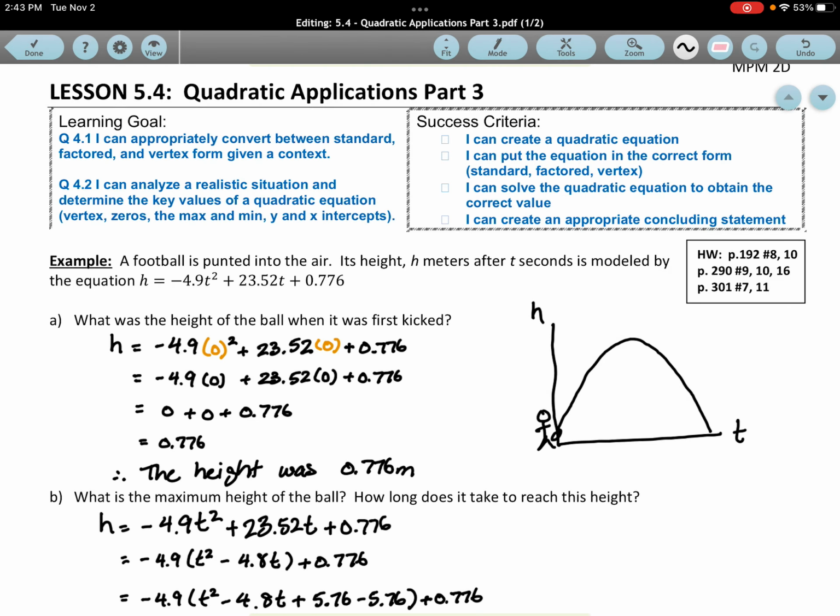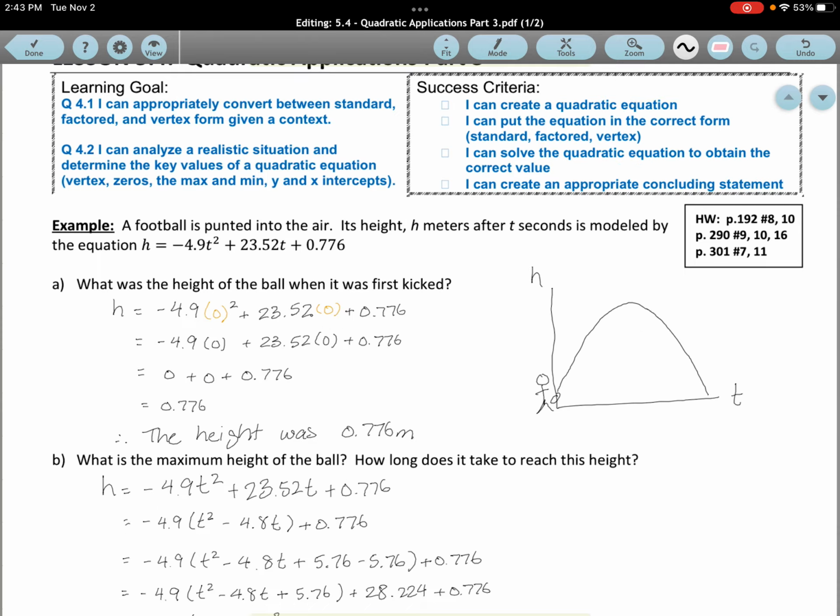This lesson is on 5.4 and we're going to be going over quadratic applications for the third time. So this is our third day of word problems and there's really nothing new. We're just going to give another example and go over it again. Okay, so let's get started.